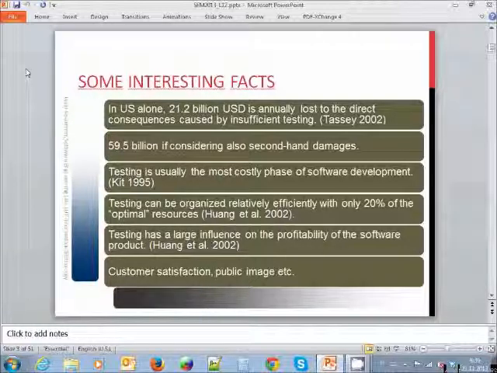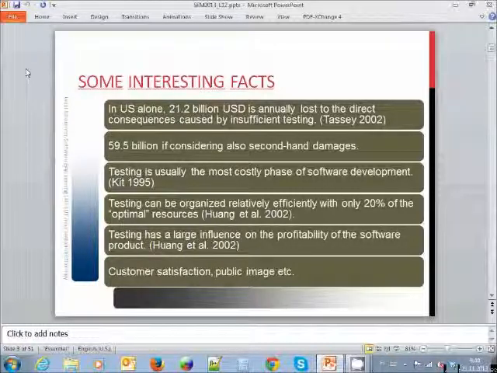There's a really interesting number, 21.2 billion US dollars. That's the amount Americans lost every year because the software products had failures in them. They behaved incorrectly or lost data or gave faulty results. And one thing you should observe is that this is actually 10 years old data. And if nothing else, the amount of software in use has increased in 10 years. So 21.2 billion US dollars annually.